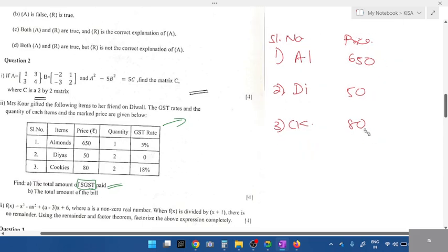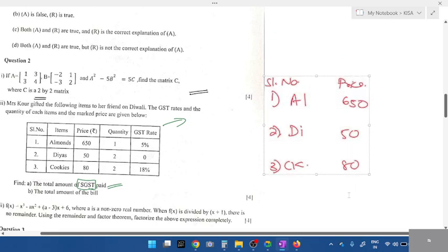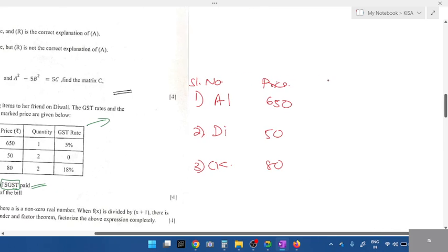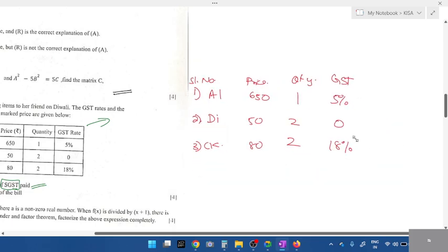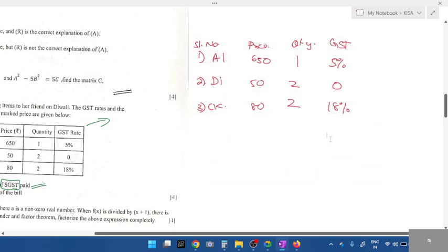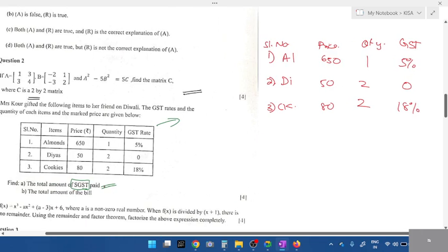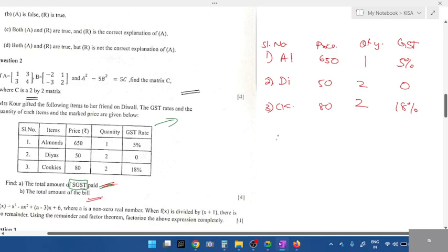Okay, you'll do one thing. GST concept, students. If they give it in a table, you also do it in a table like this, so that you won't get confused. Cookies, and quantity 123, 122. GST rate 5%. If there is enough space, you can do it like this, 18%. Next, what are the things we need to find here? SGST and total amount. I think there won't be enough space, students.